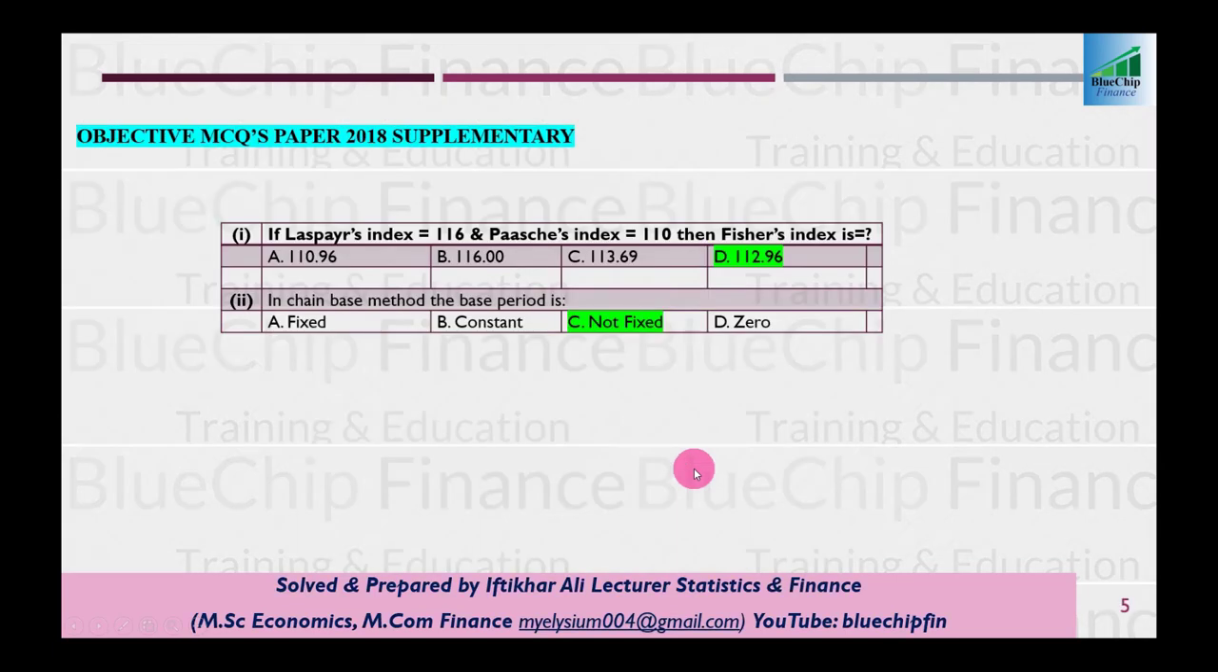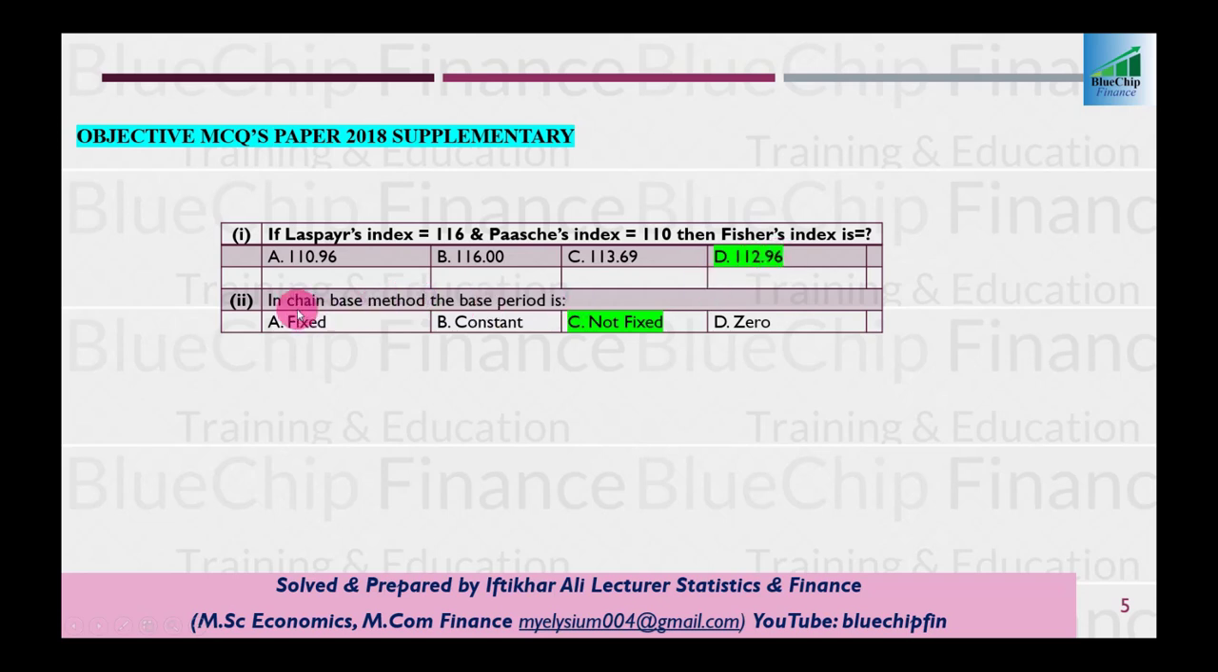161.7616. After that, your MCQs related to the topic of index number, those asked in the paper of 2018 supplementary. There are two index related MCQs. First one is, if Laspeyres index is 116 and Paasche's index is 118, then Fisher's index is, which is very easy to calculate, because we already calculated it in the previous paper and in this paper as well. Just simply multiply these two index numbers and take the square root, and your answer is 112.96.